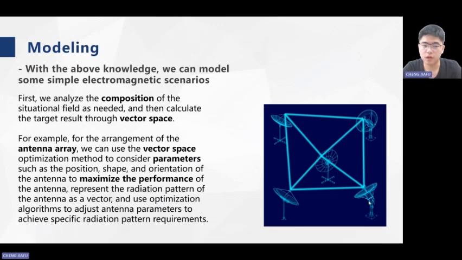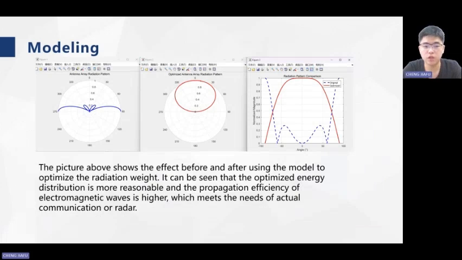For example, for the arrangement of the antenna array, we can use the vector space optimization method to consider parameters such as the position, shape, and orientation of the antenna to maximize the performance of the antenna. Represent the radiation pattern of the antenna as a vector and use optimization algorithm to adjust antenna parameters to achieve specific radiation pattern requirements. The picture above shows the effect before and after using the model to optimize the radiation weight. It can be seen that the optimized energy distribution is more reasonable and the propagation efficiency of electromagnetic waves is higher, which meets the needs of actual communication of radar.